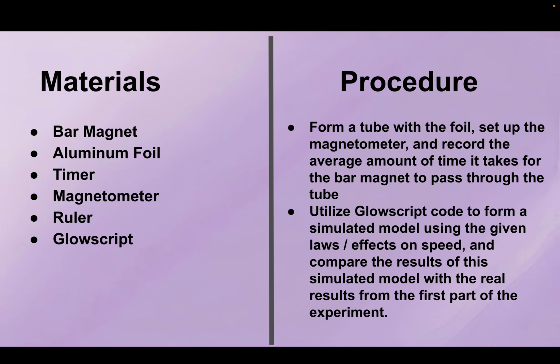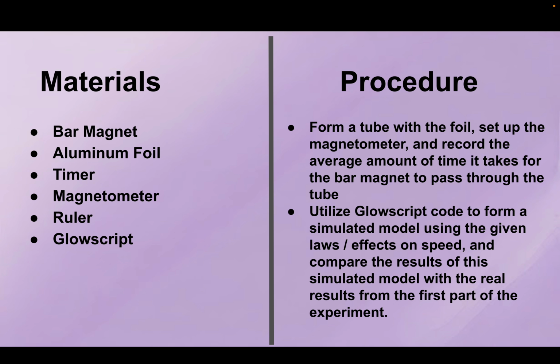There are a few materials that we needed for the lab, the first being obviously a bar magnet, then aluminum foil, which needed to be maneuvered into a tube. We also needed a timer, a magnetometer, both of those could be like on an iPhone, obviously, then a ruler for measurements, and then access to GlowScript for the coding portion.